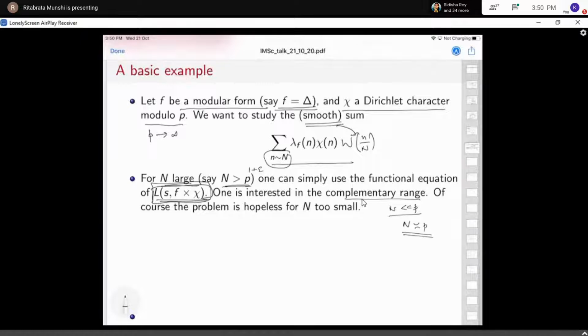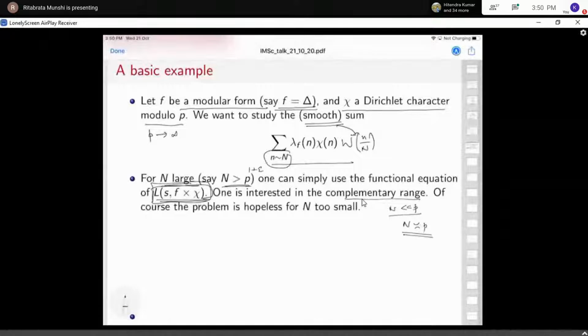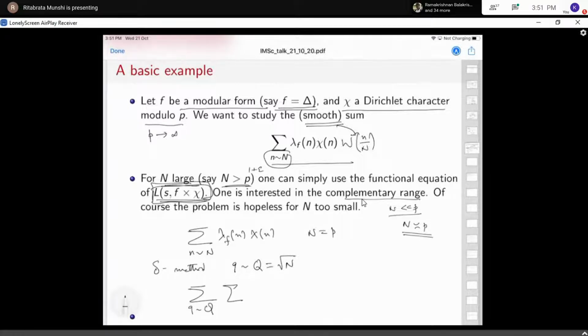All right, so now I'm going to blindly apply the template that we have to this sum. So let's see what happens. Okay, so I'm going to start with the sum lambda f(n) chi(n), where n is of length N. I'm going to take N to be p for simplicity. Okay, and so now I'm going to replace it by those two sums. So I'm going to apply the delta method. Okay, so I'm going to pick my Q to be of size capital Q, which is square root of the length of the sum, square root of N. And then I'll have a sum over q, and then a sum over a modulo q.